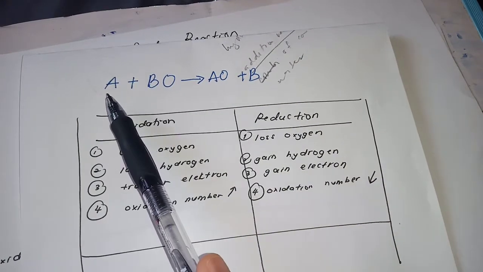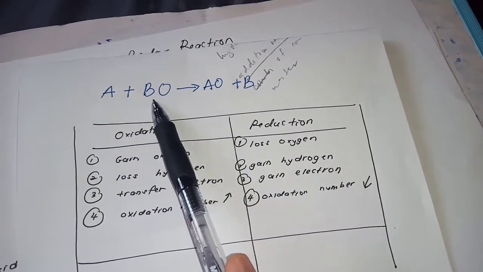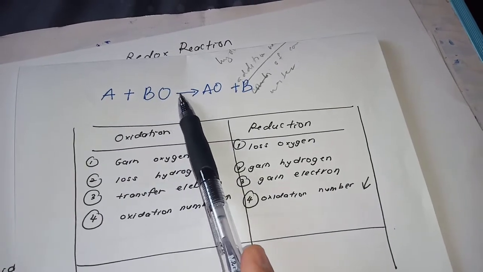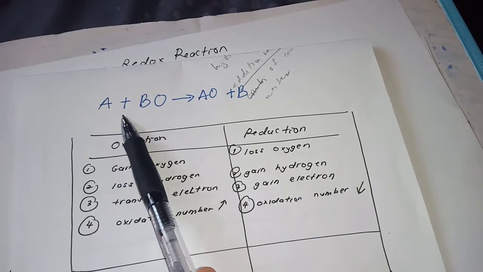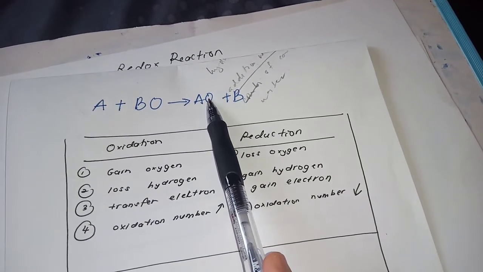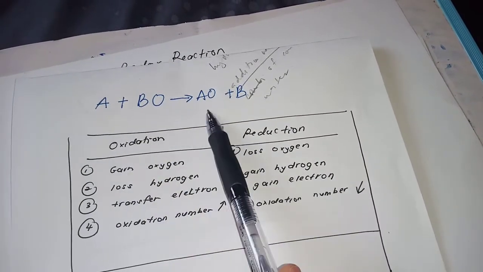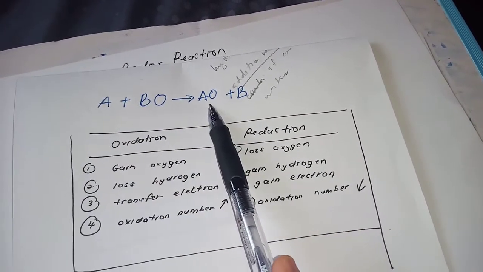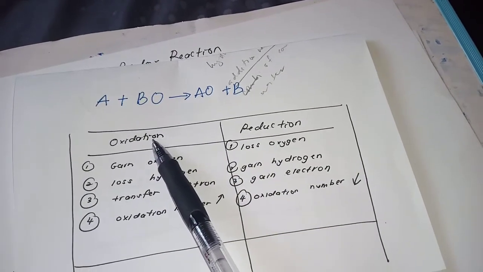Before the reaction, A reacts with BO. In BO, O is oxygen. You can see that before it is A, and after the reaction it becomes AO. O refers to oxygen, meaning that A gains oxygen. When A gains oxygen, there is oxidation reaction.